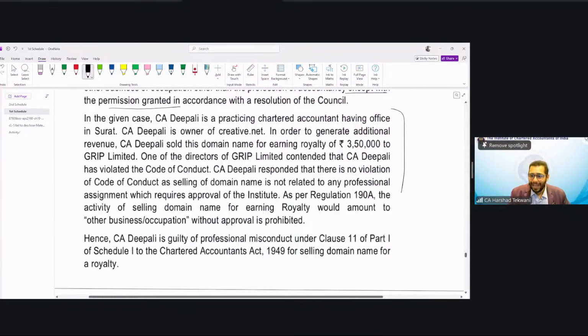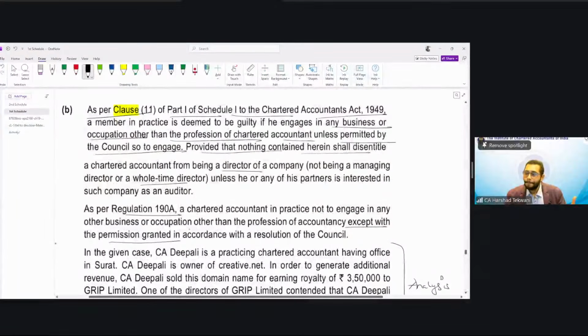You need to provide the analysis of the case, and you need to say that this is other business and occupation. In analysis, you need to specify what is amiss, where the problem is, and accordingly she will be guilty of professional misconduct under clause 11 part 1 of the first schedule to the Chartered Accountants Act, for selling the domain name for a royalty. Clear?